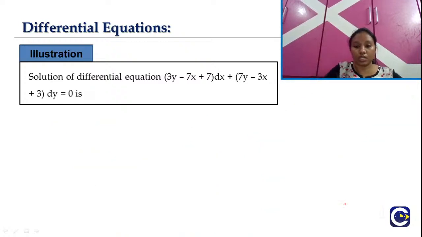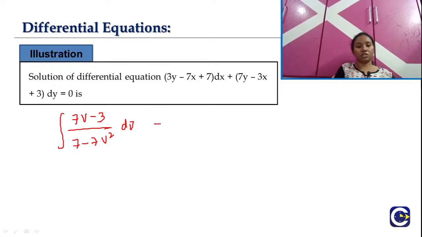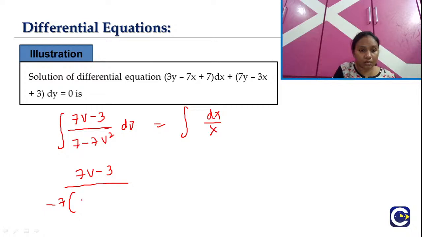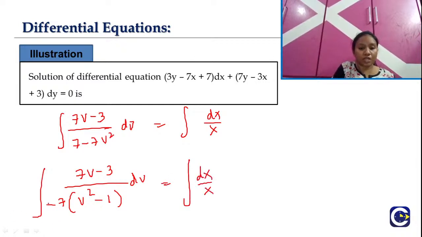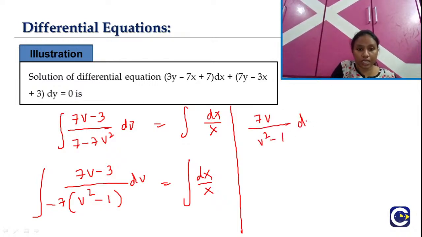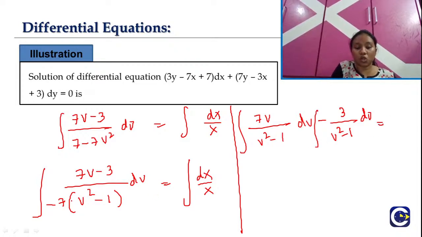Now we have to do the integration part. I'll just give you the steps here. So far we are left with the integral of (7v − 3)/(7 − 7v²) dv equal to the integral of dx by x. From here we can take the −7 common in the denominator, so it will be (7v − 3)/(−7(v² − 1)) dv on one side dx by x, and this −7 I am going to multiply to the other side. Then I rewrite the expression as the integral of 7v/(v² − 1) dv as one term, and minus the integral of 3/(v² − 1) dv as another term, and the −7 on the left goes to the right hand side, that will be −7 dx by x.